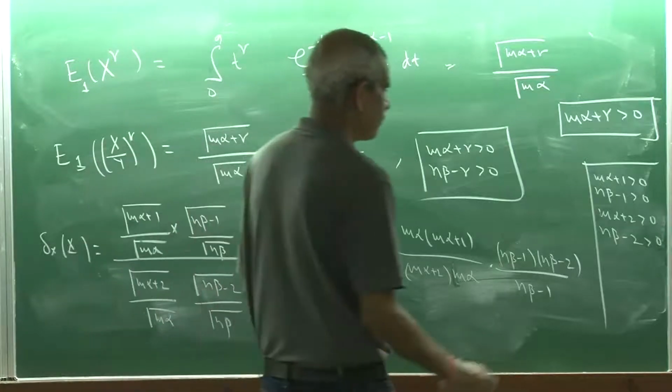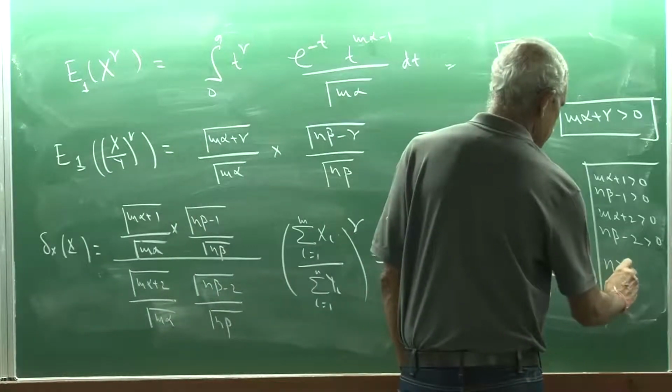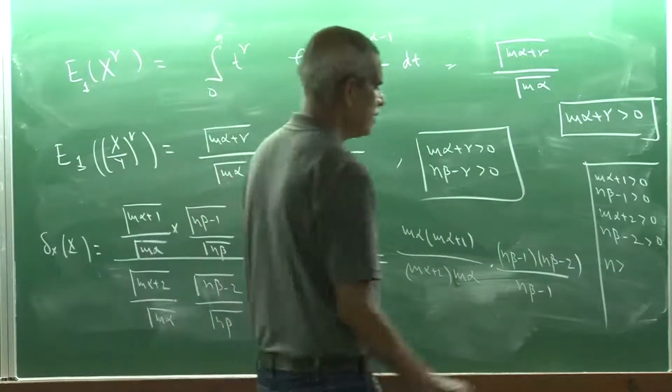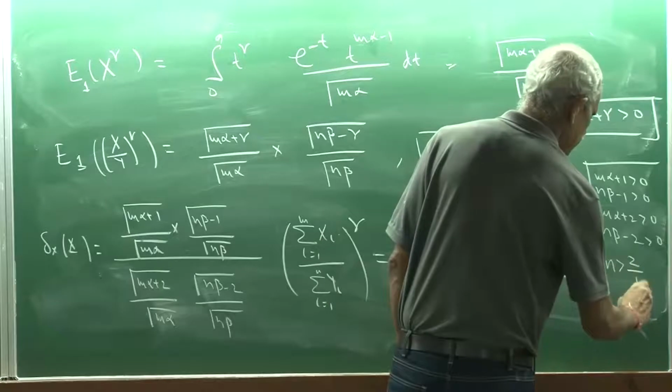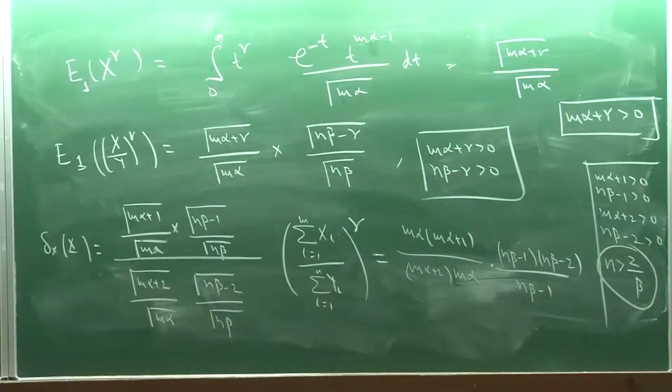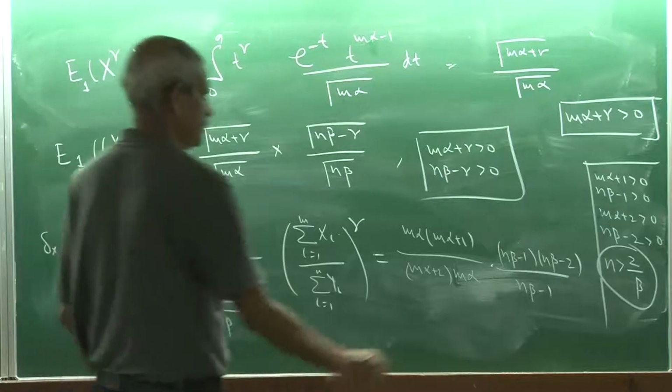So I need n greater than the maximum of 1 by beta and 2 by beta. So n should always be greater than 2 by beta. So this is the condition I need. And then delta naught.